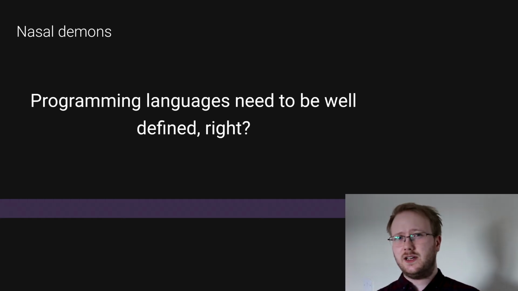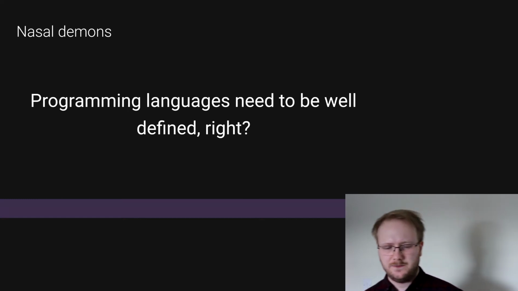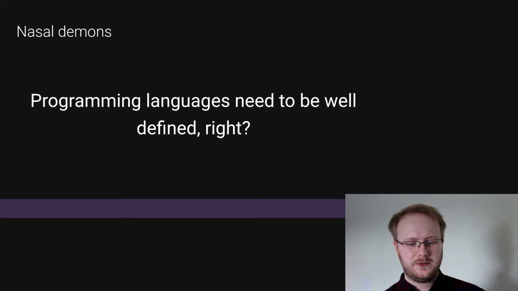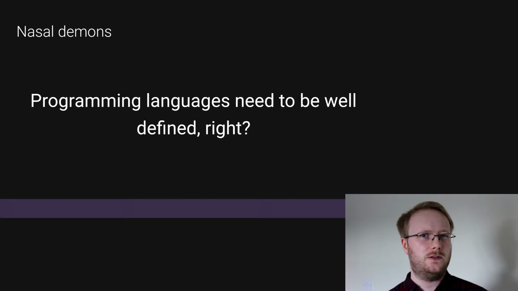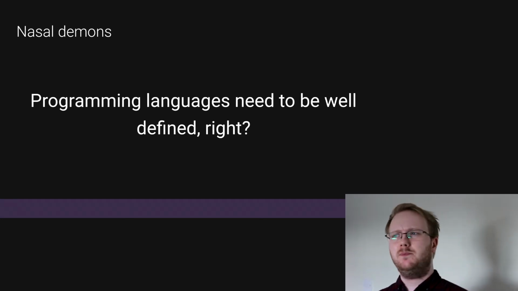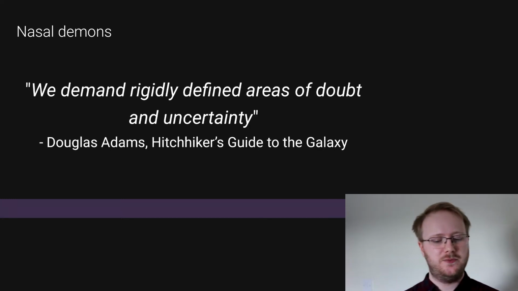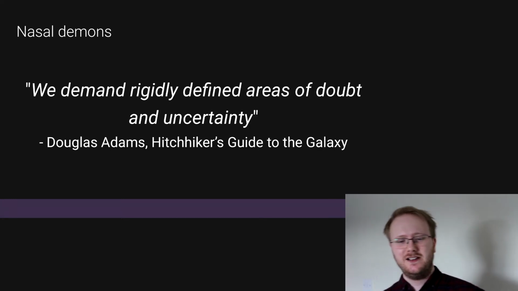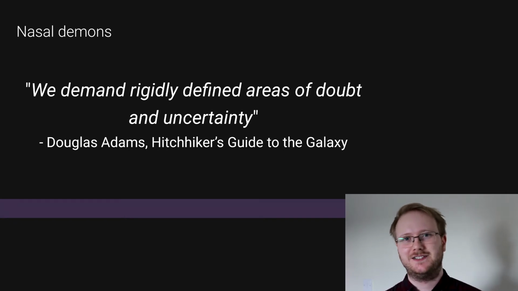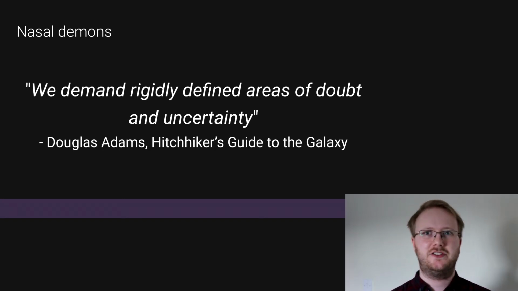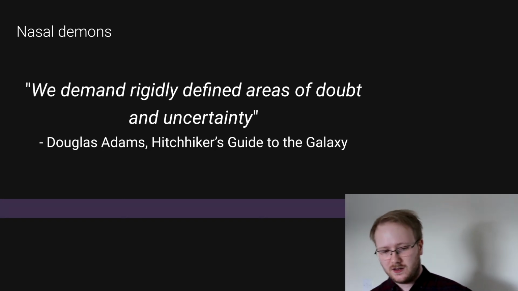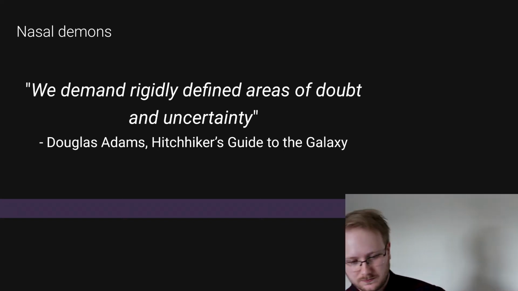Let's start with something quite integral. We'll start with nasal demons, or specifically, why do programming languages need to behave well? Do they need to be well defined? And the instant answer is probably yes. But actually they're more like this quote from the Hitchhiker's Guide to the Galaxy. They need rigidly defined areas of doubt and uncertainty. It's not that they need to be well defined, it's just that you need to know where they're not well defined, so you can avoid those bits. Or not, as the case may be.